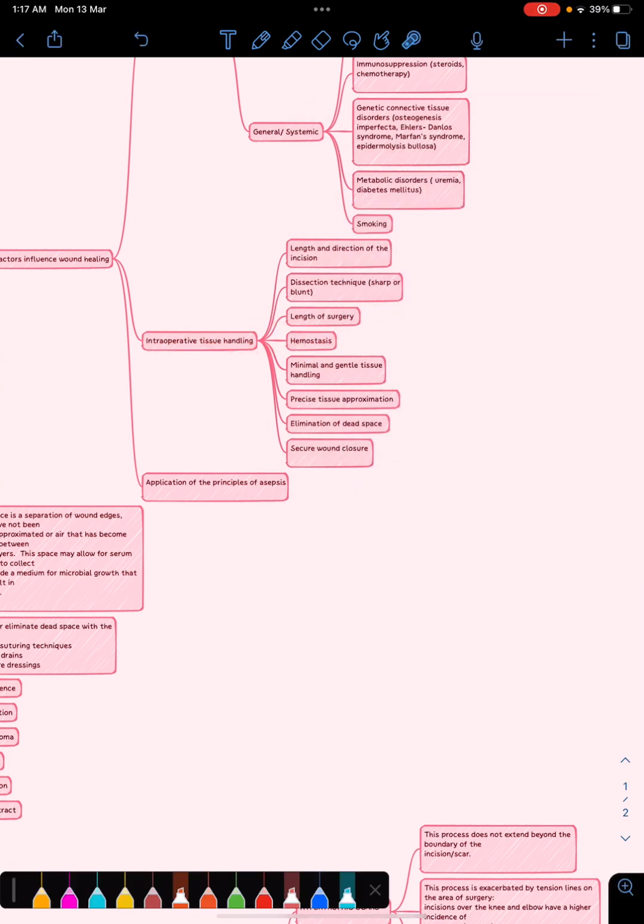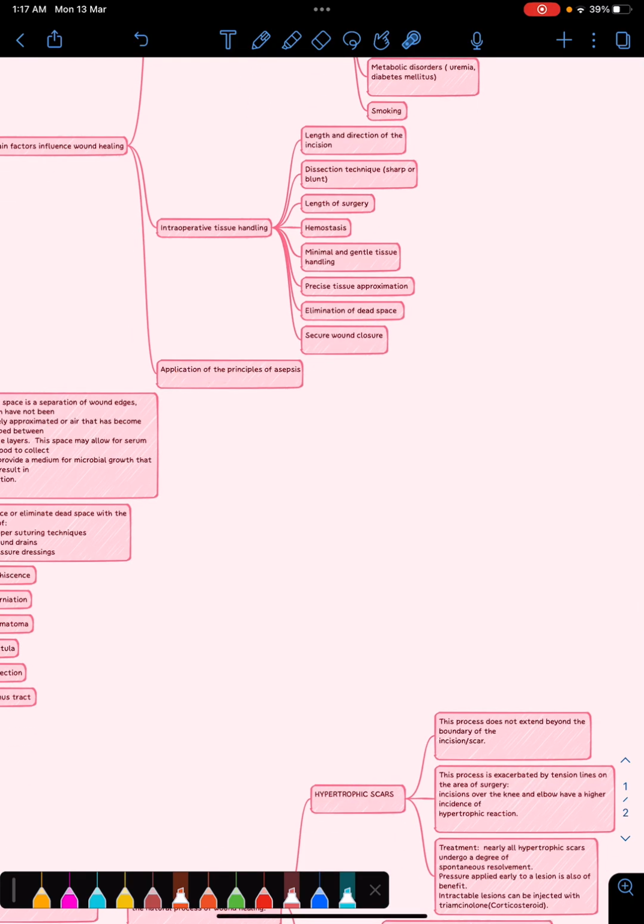Sometimes the surgeons may give the patient something that helps the blood to stop from the bleeding, so maybe it depends. Okay. Minimal and gentle tissue handling. Okay, so it helps as well in the healing process. Precise tissue approximation, elimination of dead space, and secure wound closure. All of these are intraoperative tissue handling.